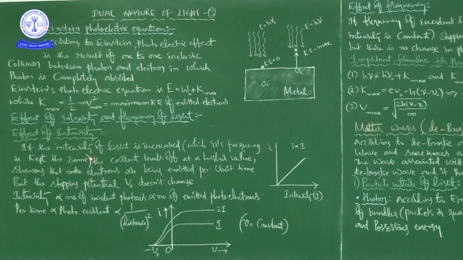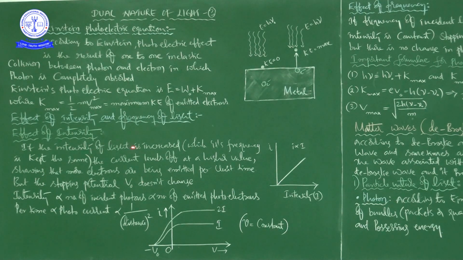Next, effect of intensity and frequency of light. First we are going to study the effect of intensity. As the intensity of light is increased, what happens? That we are going to discuss. If the intensity of light is increased while its frequency is kept the same, we are studying the relation between intensity of light and the photocurrent. That's why we kept the frequency constant.